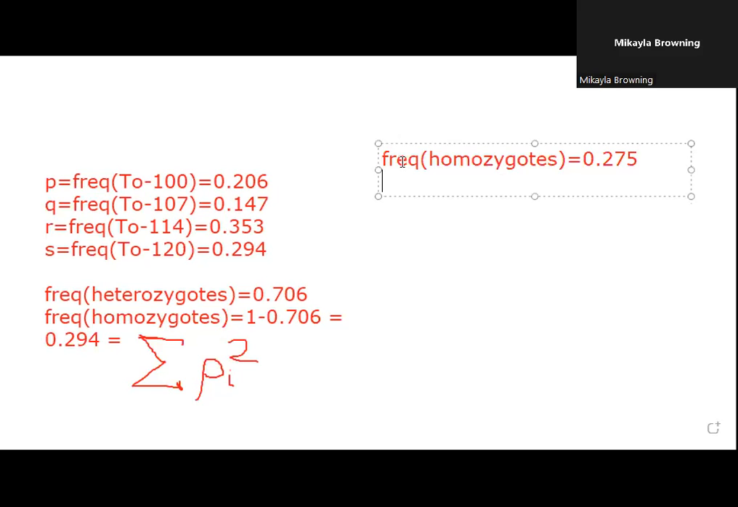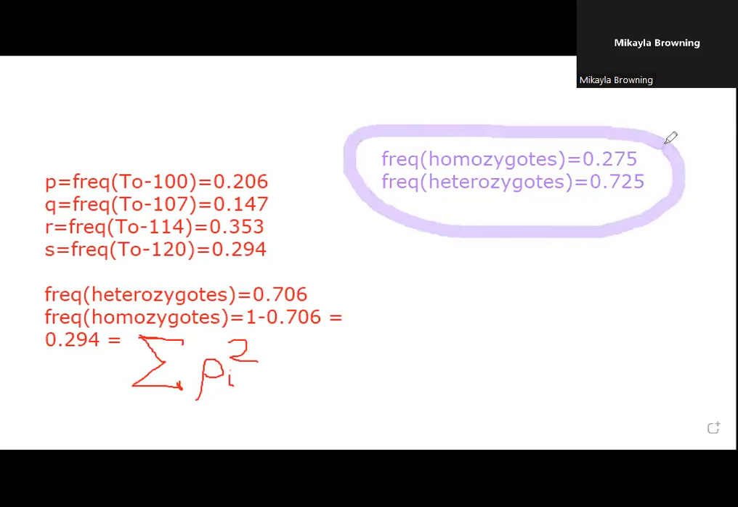Okay, that's the expected frequency if we're in Hardy-Weinberg. And the frequency of the heterozygotes is equal to 1 minus that, which is going to be 0.725, right? Yes? Okay, so that is our expected if the population's in Hardy-Weinberg. If it is, we should have 0.725 heterozygotes.